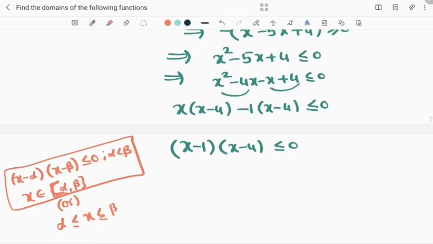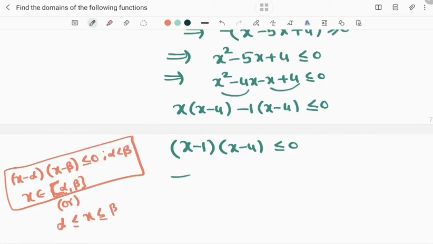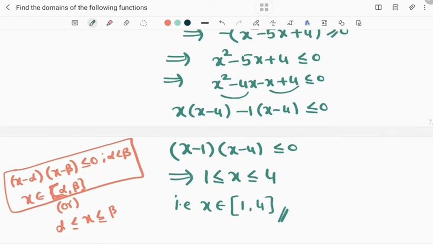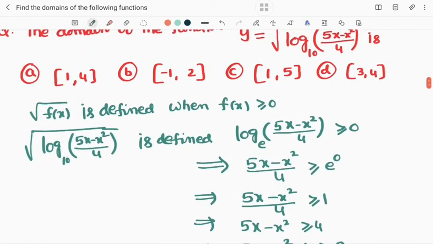So based on that, alpha value 1, beta value 4. So 1 is less than or equal to x is less than or equal to 4. That is, x belongs to closed 1 comma 4. We'll move to the next question. X belongs to closed 1 comma 4, which is there in the first option.